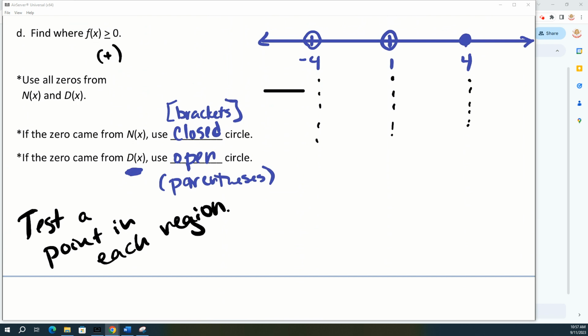All right, so the number on the left of 4 that I'm going to test is going to be -5. In between 4 and 1, I'm going to test 0. In between 1 and 4, I'm going to test 2. I'm going to go back and color code these. All right, and then on the other side of 4, I'm going to test 5.